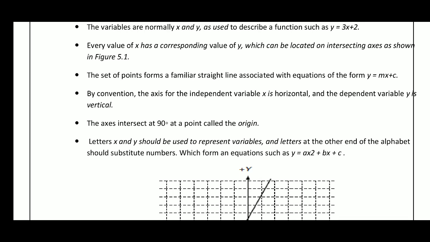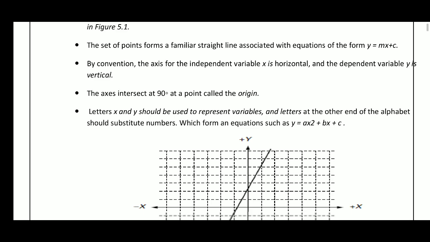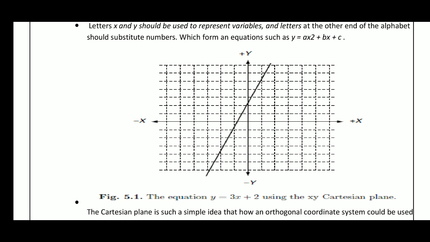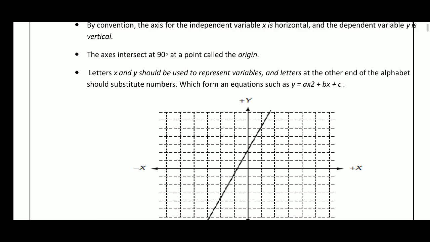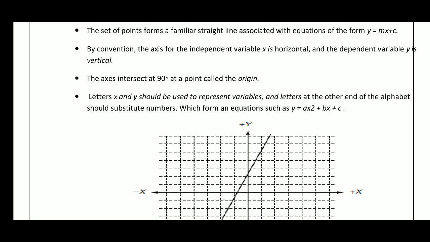By convention, the axis for the independent variable x is horizontal and the dependent variable y is vertical. The independent variable is the variable which does not have an equation related variable, it is on the x axis, the horizontal way. The dependent variable is, suppose I say y is equal to, that is I am giving y the value of x. So it's a dependent variable and that is shown on the vertical side, that is on the y axis. The axes intersect at 90 degrees at a point called the origin. So every graph is at 90 degrees. Wherever it intersects is called the origin. The first point from where it starts is called the origin.